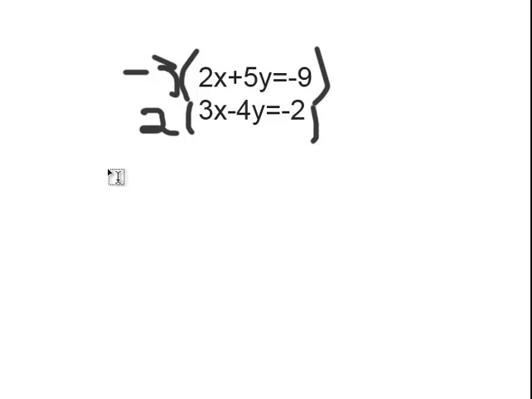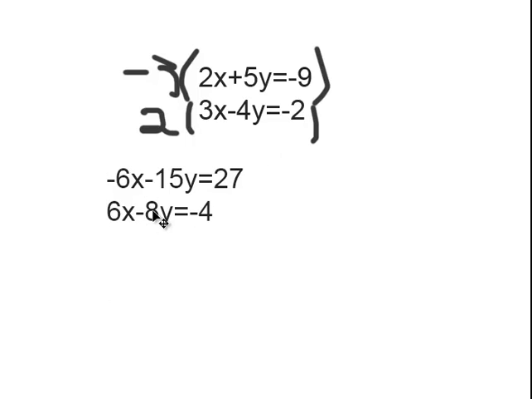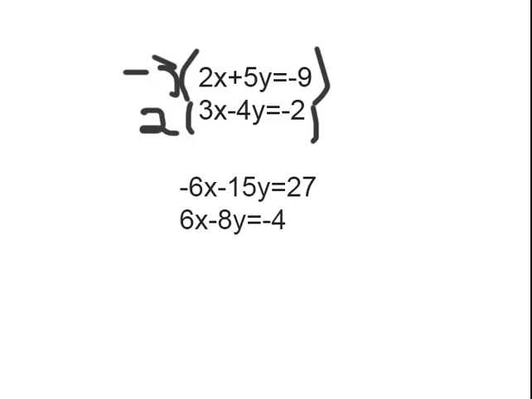So what you end up getting from this is negative 6x minus 15y equals 27. And if you don't know how we got 27, a negative times a negative always equals a positive, okay? So on the bottom we get 6x minus 8y equals negative 4. Okay, so this is now what we have.